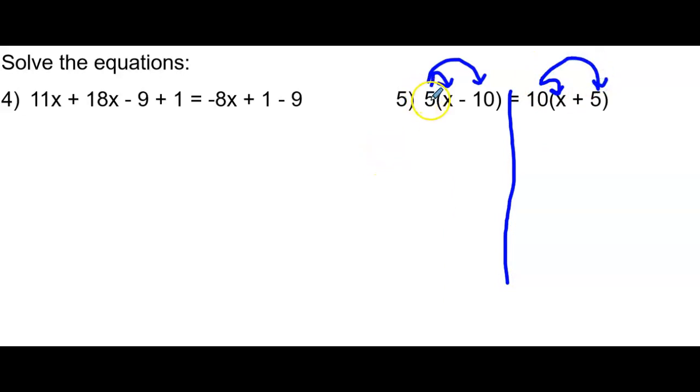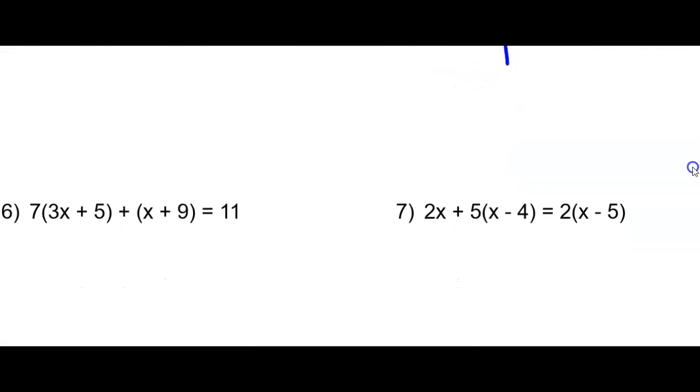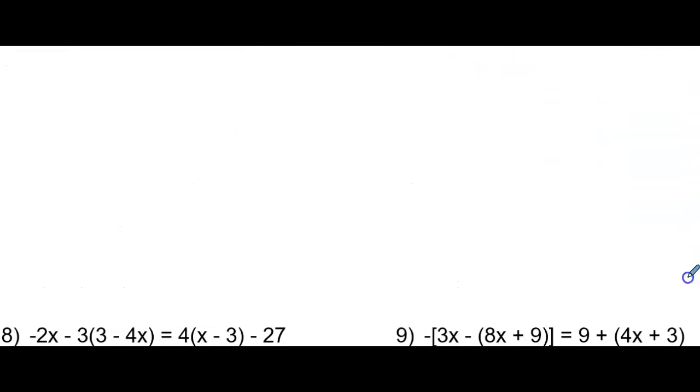So what this would look like is 5 times x is 5x, and 5 times negative 10 would be negative 50. And I would go ahead and do the same thing to the other side of this equation. I would distribute now the 10. So I'd really like you to go through these problems. They are challenging. They're absolutely challenging, especially when you get down to numbers 8 and 9. There's a lot going on.